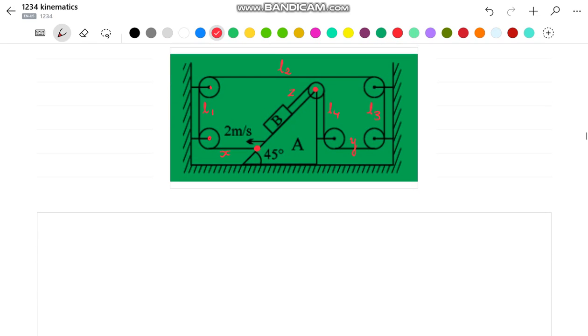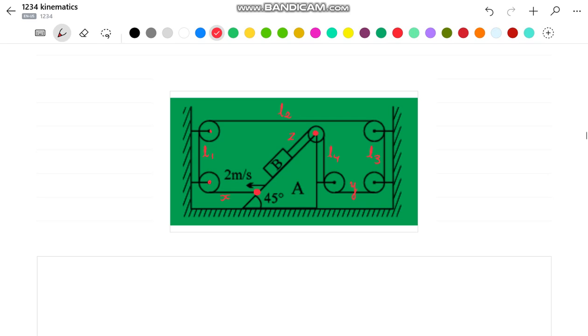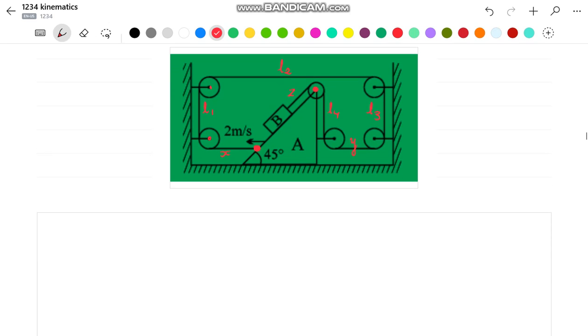Now I can write the expression for the total length of the string starting from the wedge and ending at the block. I can write the total length of the string to be equal to x plus the sum of the lengths of the remaining sections. This will be equal to the total length of the string.